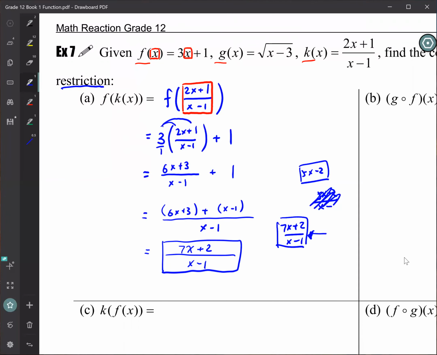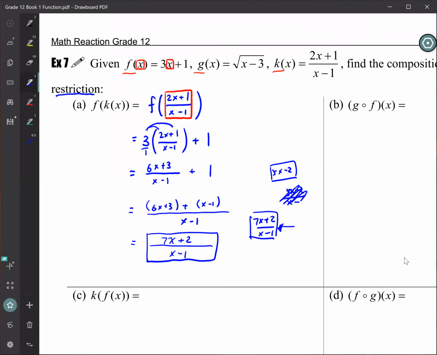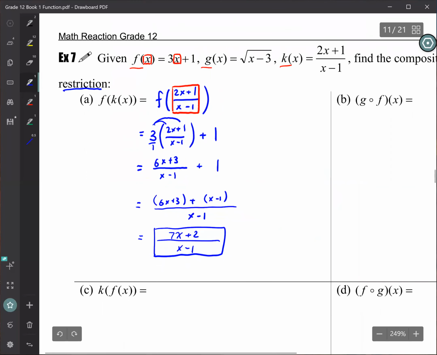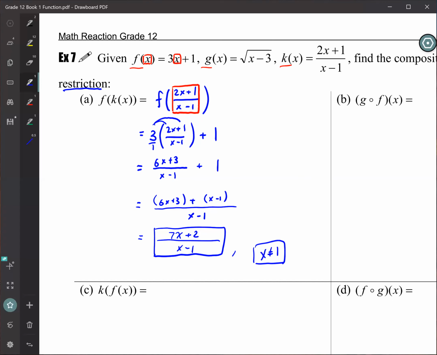Are we good? So what else is missing? Are we forgetting anything here? Anyone? Eric? Restrictions. Yes, very good. So what's the restriction? x cannot equal 1. Okay, this is part of the answer as well. So make sure you have the simplified version and also the restrictions.